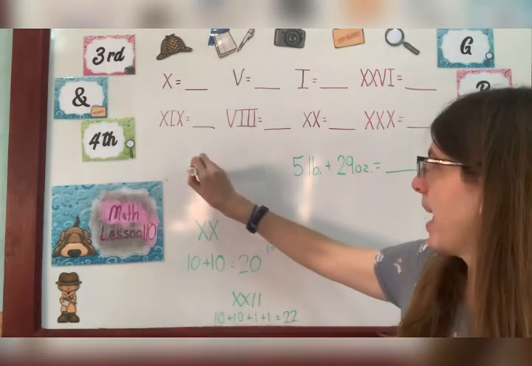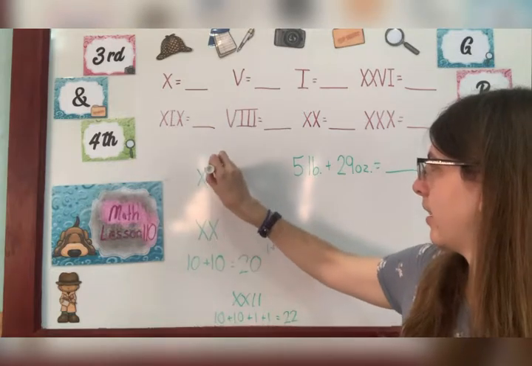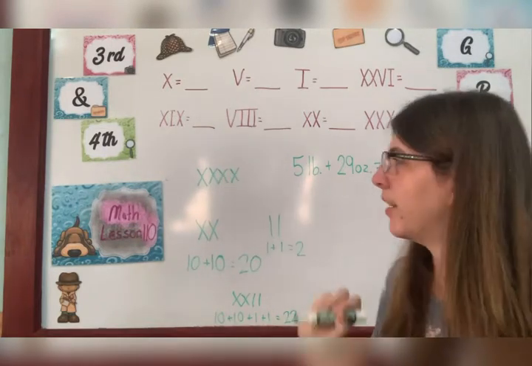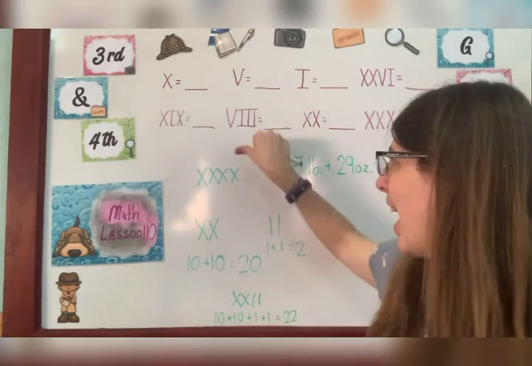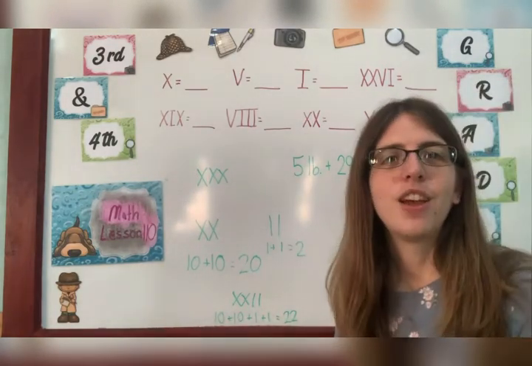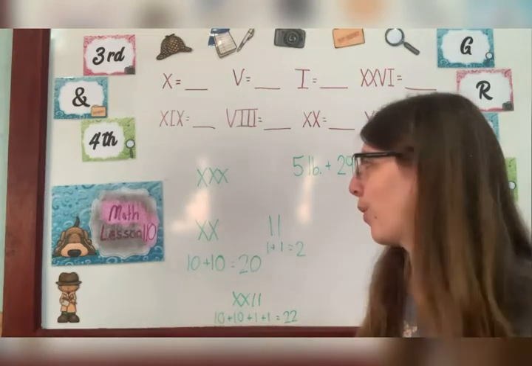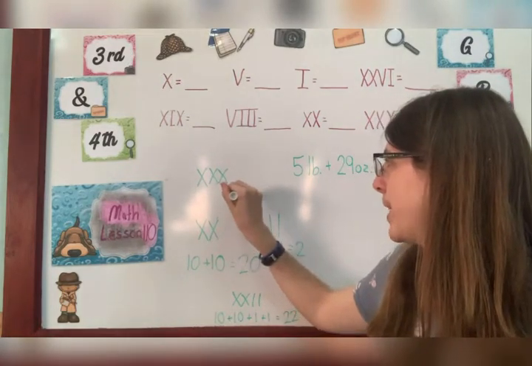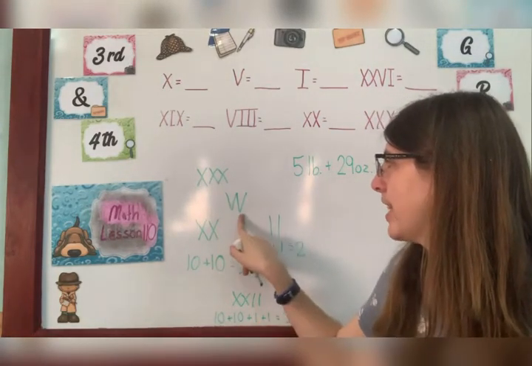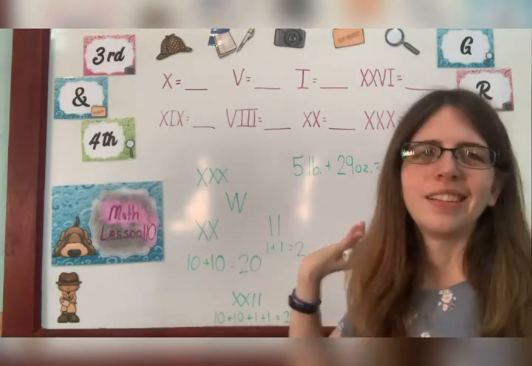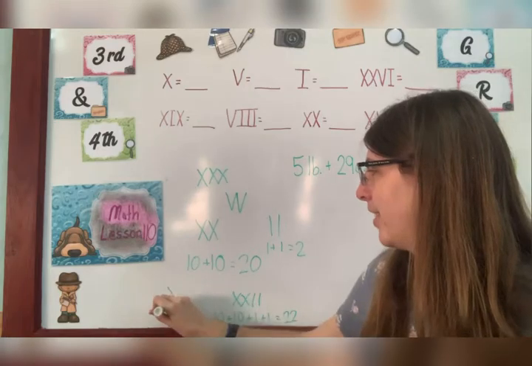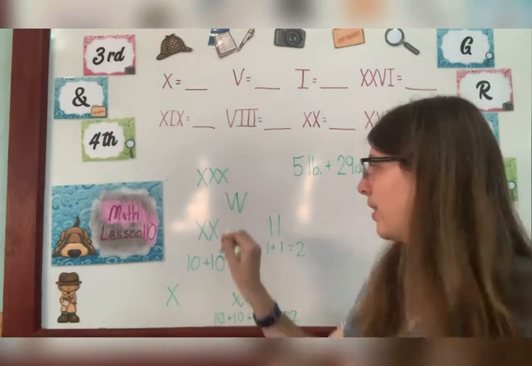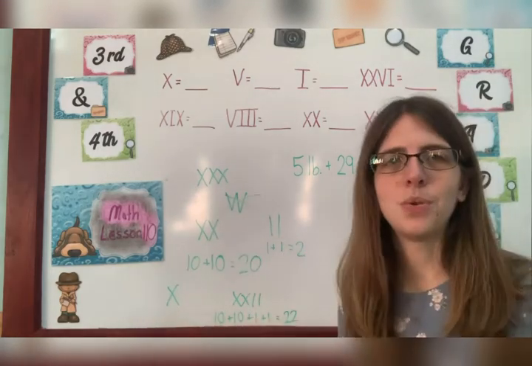Can I make 40 like this? Nope, because according to my rules, I can only have no more than 3 of the same numeral. I also cannot repeat V. VV, 5 plus 5, 10. No, can't do that, can't repeat V. Plus, I already have 10. 10 is X, so I would not do that.